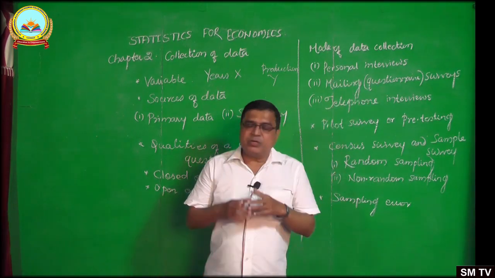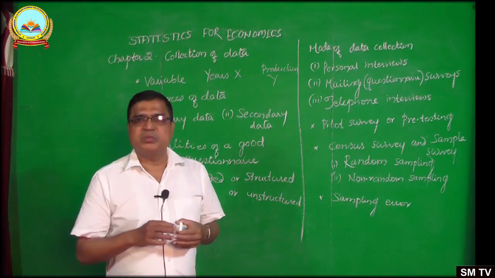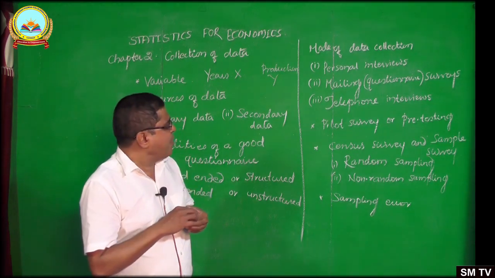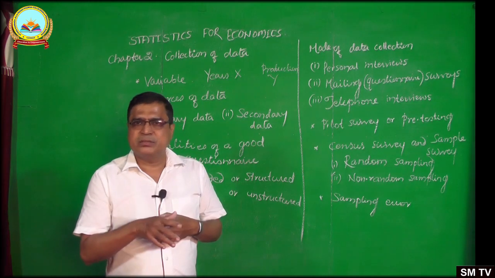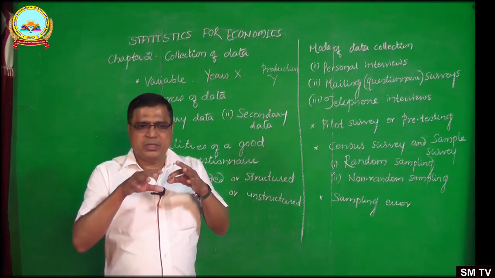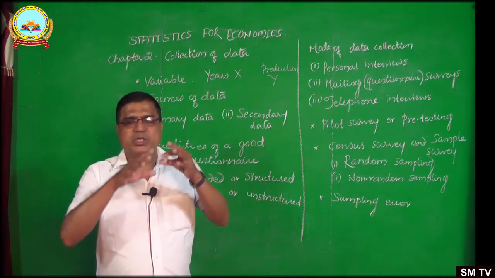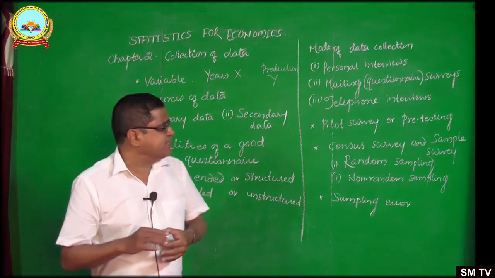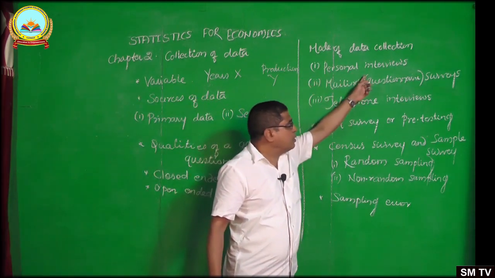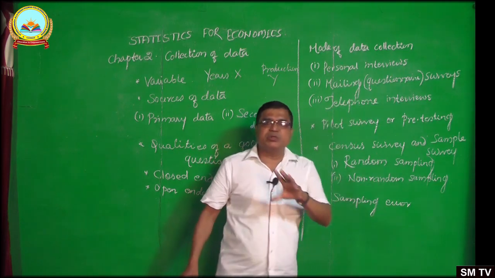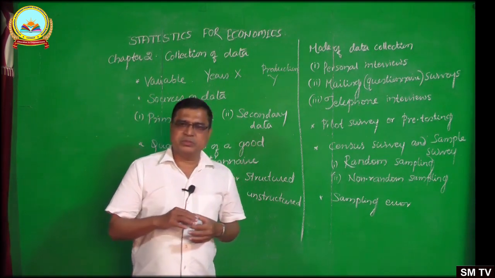So different methods have been adopted for getting the data information. It depends upon the convenience of the enumerator or that agency, that is, the scope of their study and the scope of their survey. Depending on that, they will have different methods. The first method is called personal interviews. As the very name indicates, personal interviews.